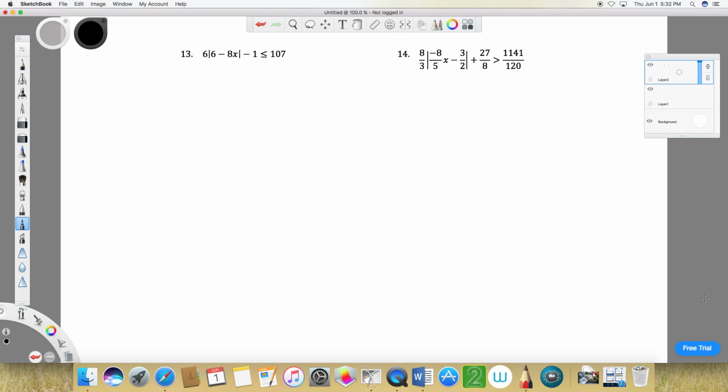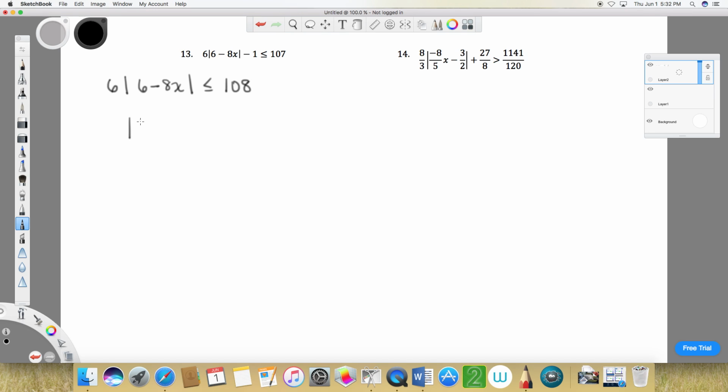Let's take a look at these two absolute value inequalities. In each case, we want to start out by getting the absolute value by itself. Let's take a look at number 13. I'm going to add 1 to each side. So I've got 6 times this absolute value is less than or equal to 108.